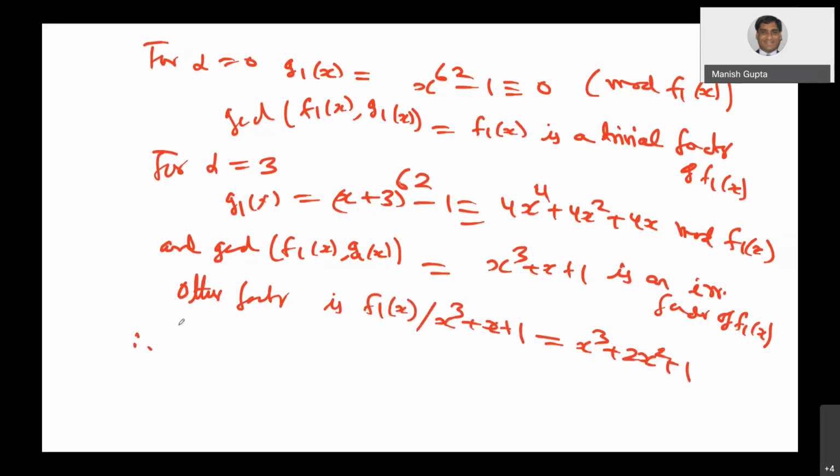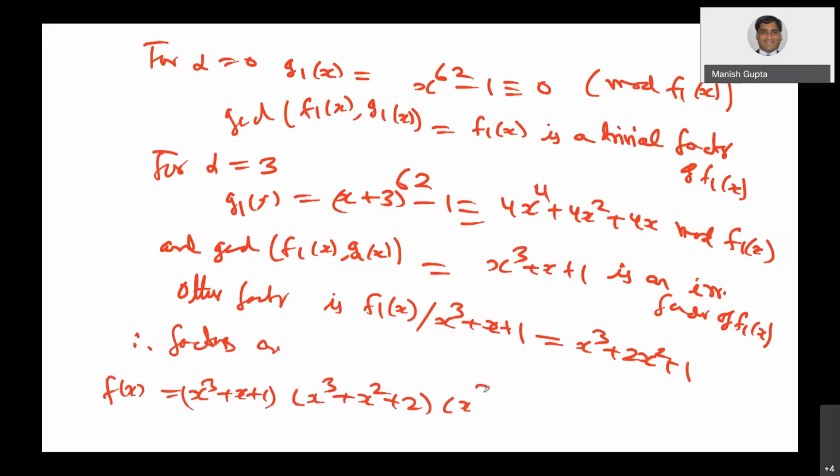Therefore, our polynomial f(x) has the factors: x^3 + x + 1 is one factor, x^3 + x^2 + 2 is another factor, and x^3 + 2x^2 + 1 is another factor.